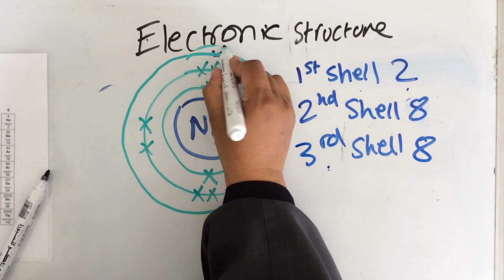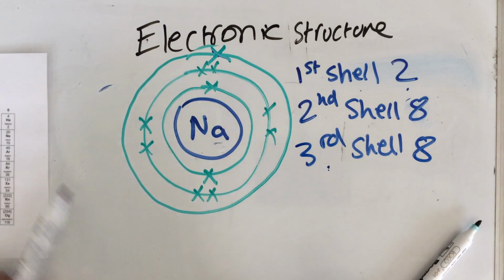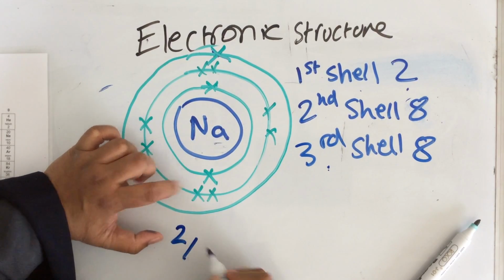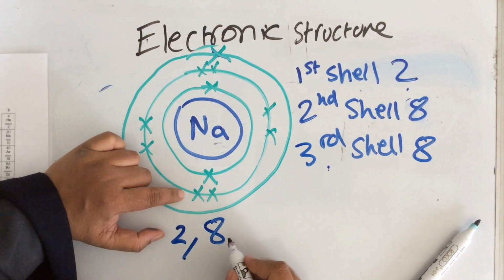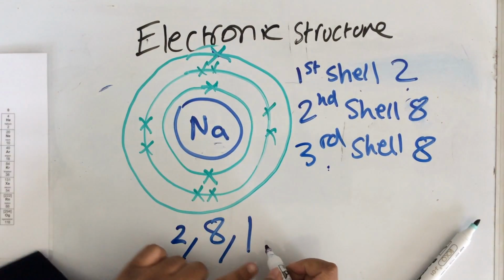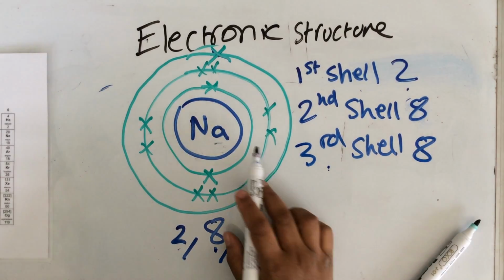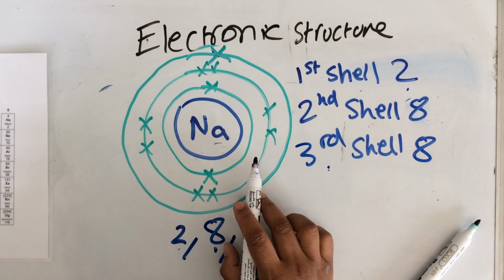Okay, and there's our 11th. So if we do the electron configuration, we've got 2 on the first shell, 8 on the second shell, and 1 on the third shell. So it has 3 shells with 2 electrons on the first, 8 on the second, and 1 on the third. So a total of 11 electrons for sodium atom.